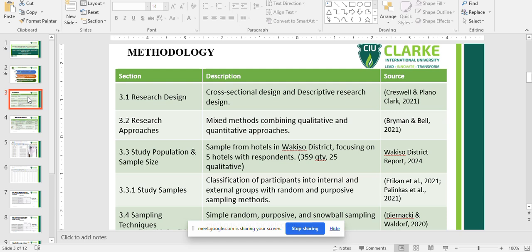Then when I looked at the sample size, this study focused on, members, here I will add just, this is not 5 hotels, 6 hotels in my presentation here. 6 hotels where 359 were quantitative samples and 25 were qualitative samples. That is the sample size that this study focused to involve.